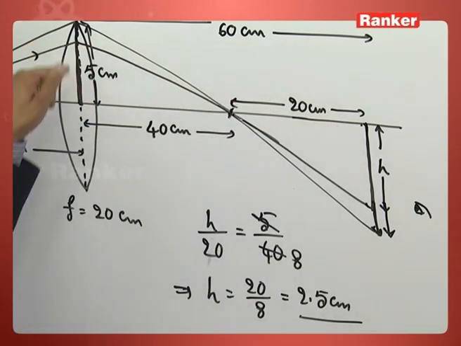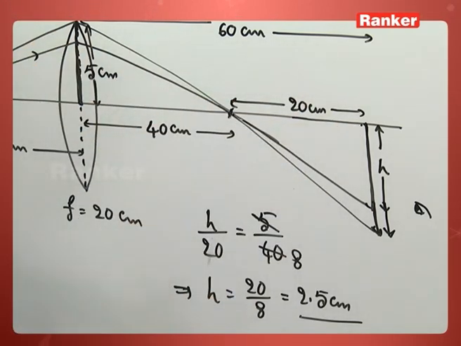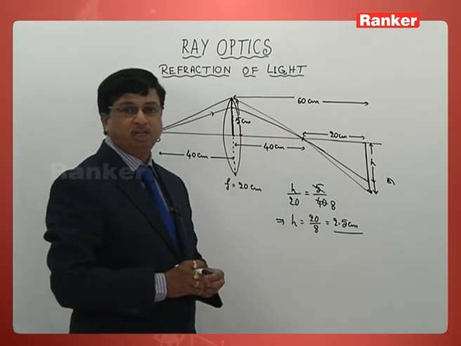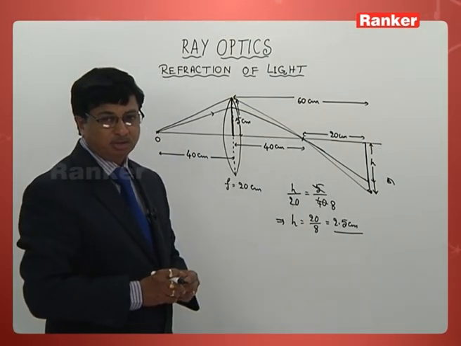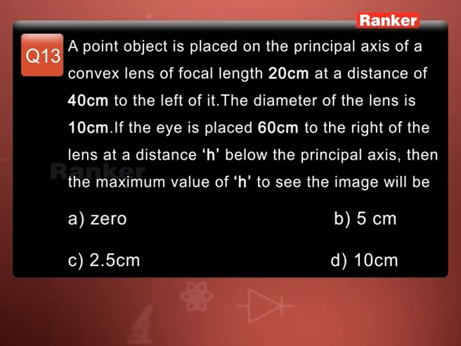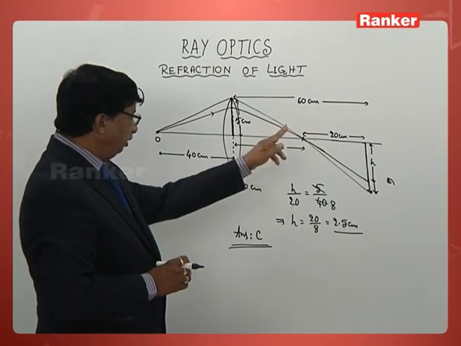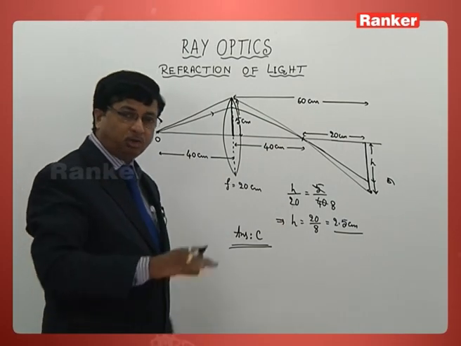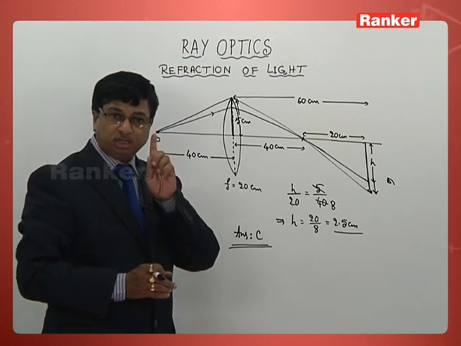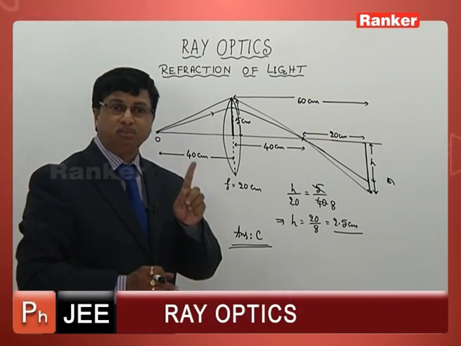So taking these two triangles which are similar by nature, I have estimated the value of h as 2.5 centimeter. What are the options given? First option 0, second option 5, third option is 2.5 centimeter and fourth option is 10. Then automatically we can write the answer for this one as C. That gives 2.5 centimeter as the depth or the distance below the principal axis where you can keep your eye to see the image clearly.